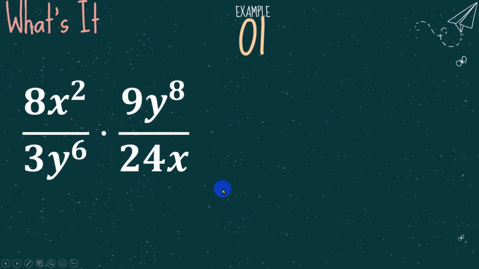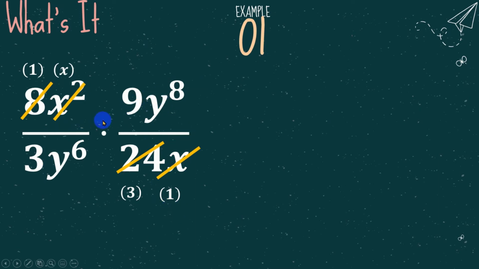by cross cancellation. Like for example, we have here, ayan, 8 and 24. Na-cancel natin siya kasi common sa kanila ang 8. So, 8 divided by 8 is 1, 24 divided by 8 is 3. Then, we have also x squared and x, common sa kanila yon. So, x squared and x, and GCMF nila is x. So, x squared divided by x, the answer is x, and then x divided by x is equals to 1.